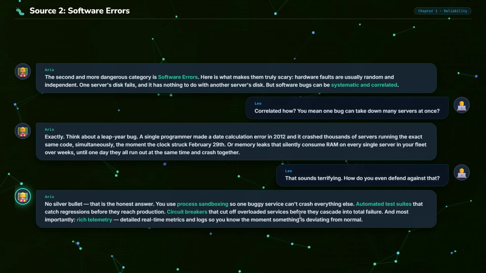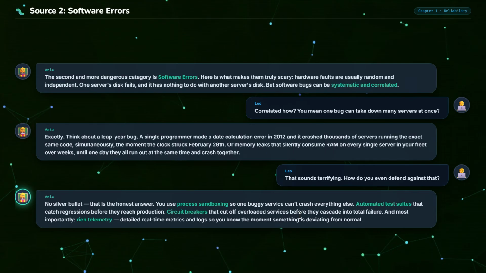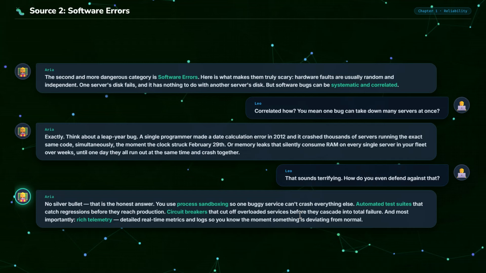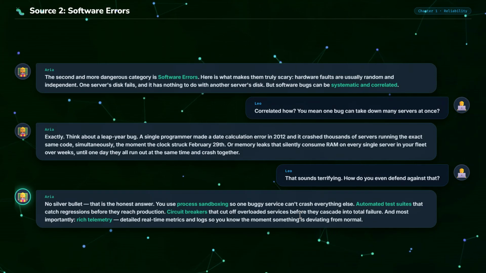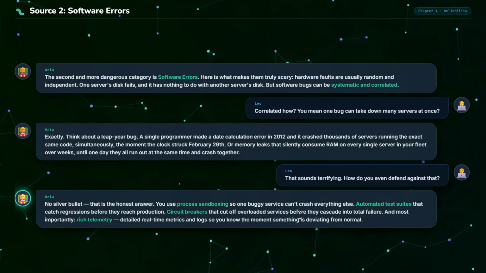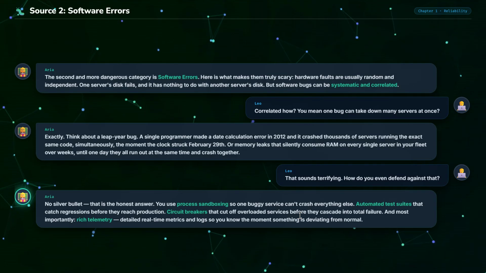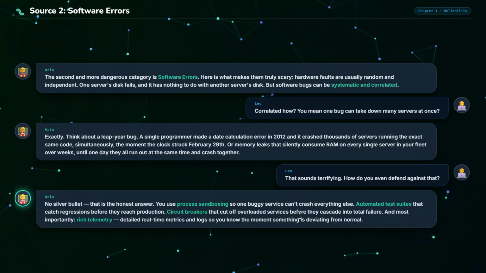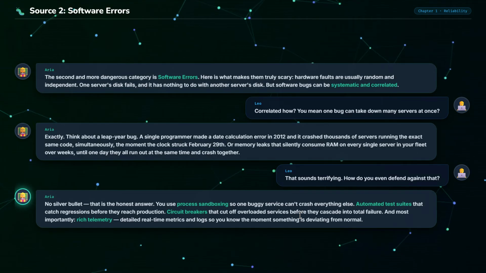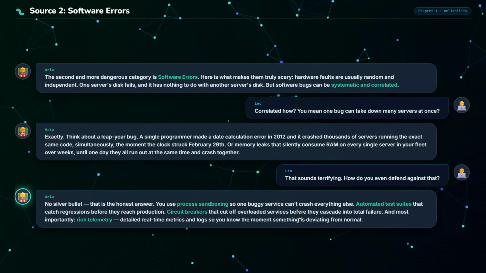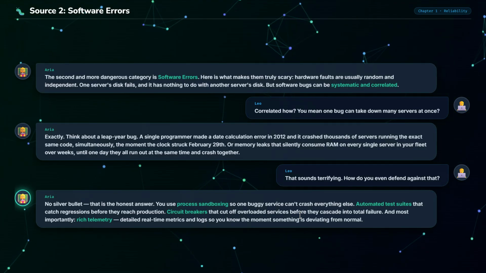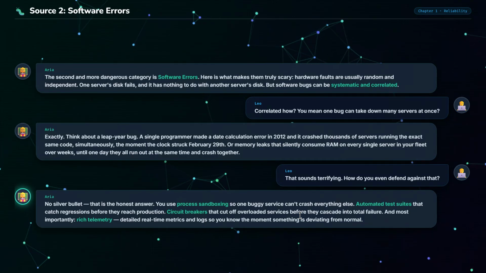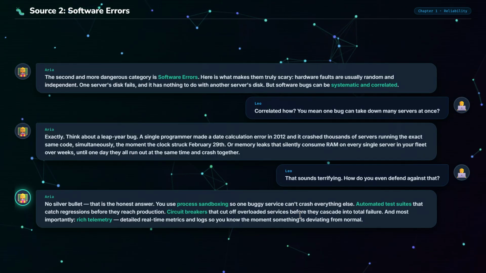Honestly, there is no single silver bullet. You use process sandboxing so one buggy service cannot crash everything else around it. You invest heavily in automated test suites that catch regressions before they reach production. You implement circuit breakers that automatically cut off communication to overloaded services before they cascade into total failure. And most powerfully, you build rich real-time telemetry, detailed metrics, structured logs, and distributed traces so you know the instant something starts behaving differently from normal, long before users are impacted.